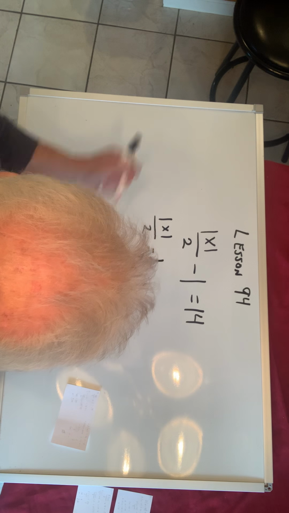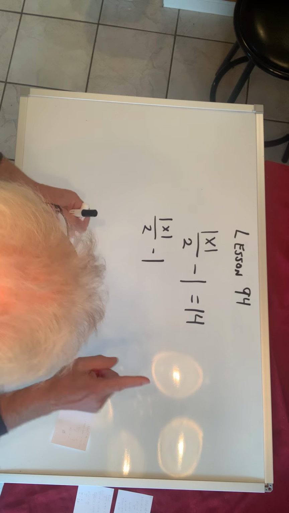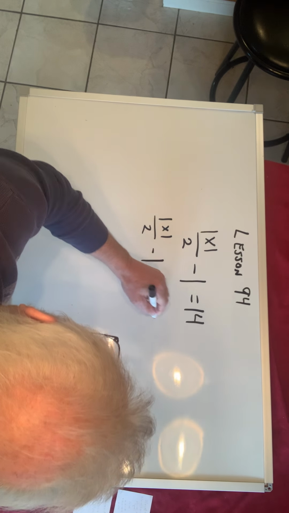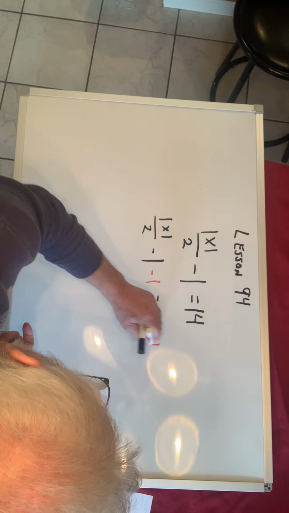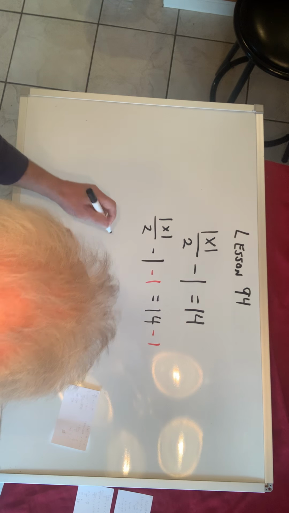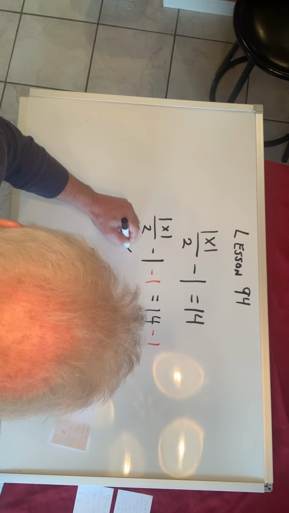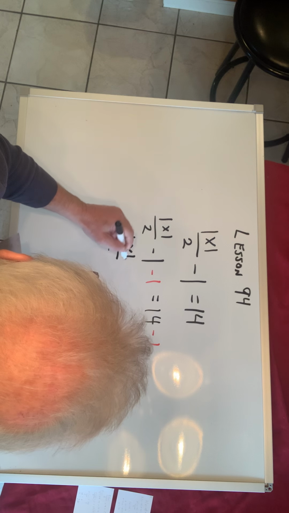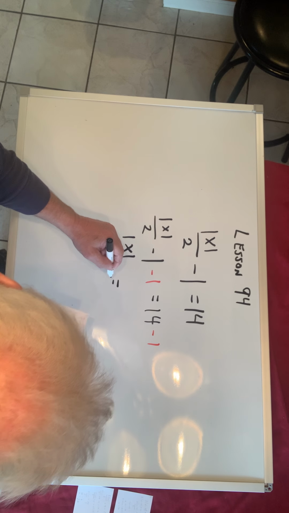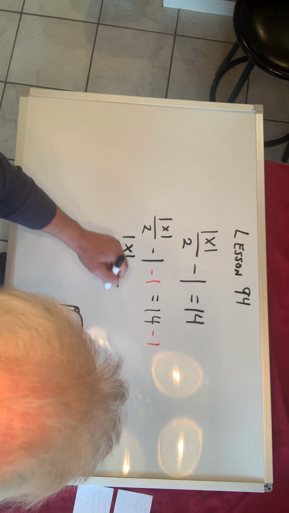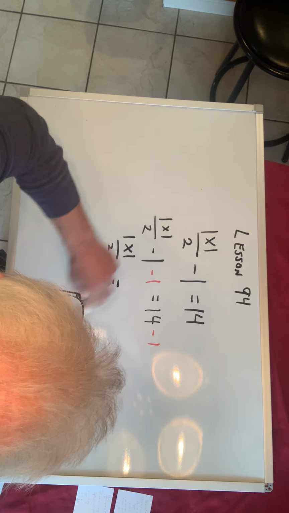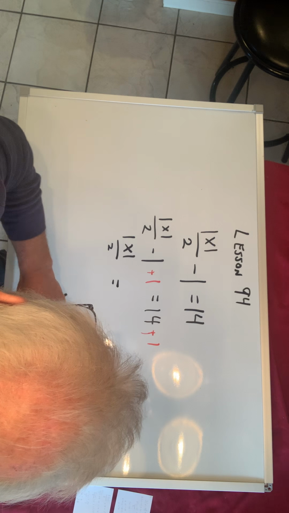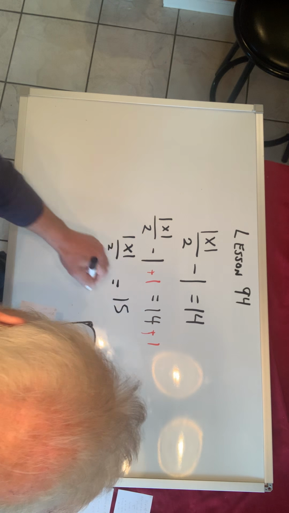Okay, we want to isolate the variable because that's why God put you on this earth. So we do it kind of like a birthday present or a Christmas present. We open the wrapping first by taking away the -1. Now we've got the absolute value of x over 2 equals, actually we're going to add that. Make that an add. Equals 15.